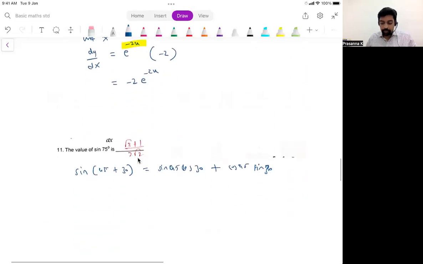Then 11th question, find the value of sine 75 degrees. Sine 75 degrees can be written as sine of 45 plus 30. So sine of 45 plus 30, use the formula sine of a plus b. Sine of a plus b equals sine a into cos b plus cos a into sine b.